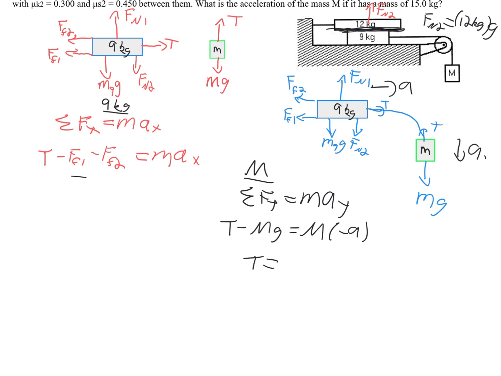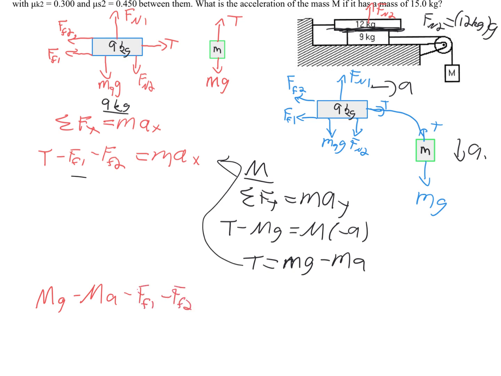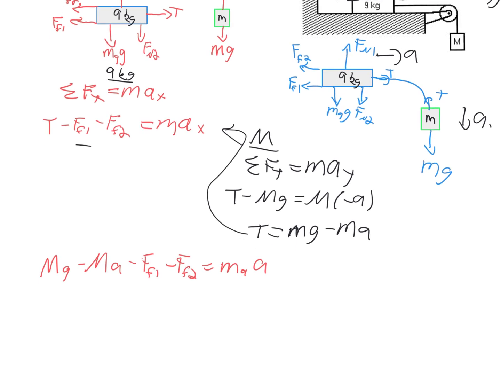So I'd have T minus big MG equals big M times negative A. So T would be equal to big M G minus big M A, which I could then plug in to this equation up here. And what I would get when I combine those two, I'm going to write it down here at the bottom to make sure I have room, is big M G minus big M A minus force of friction 1 minus force of friction 2 equals the 9 kilogram mass times A as well. So from there you should be able to do some algebra to solve for A.